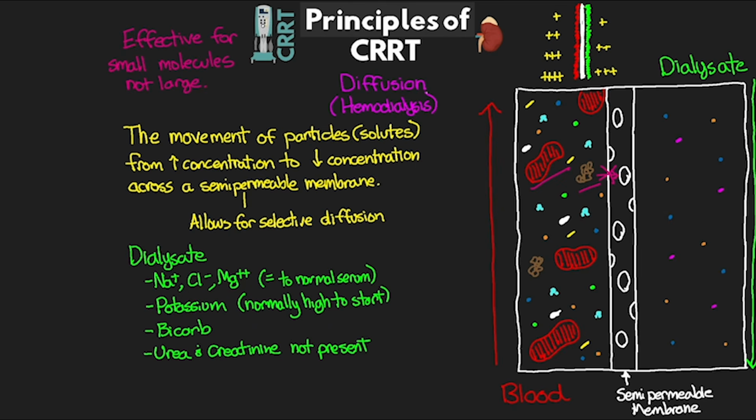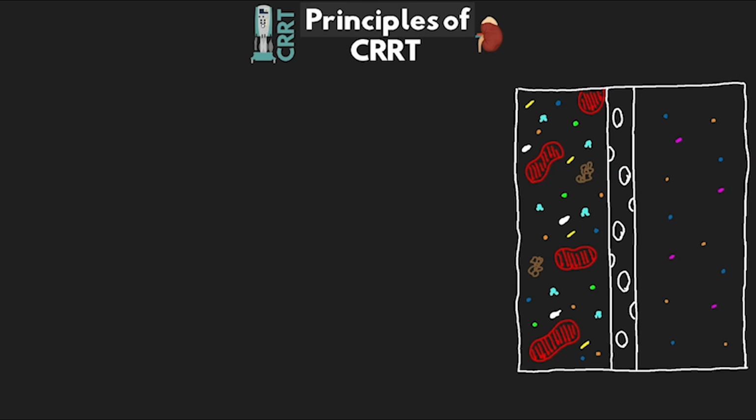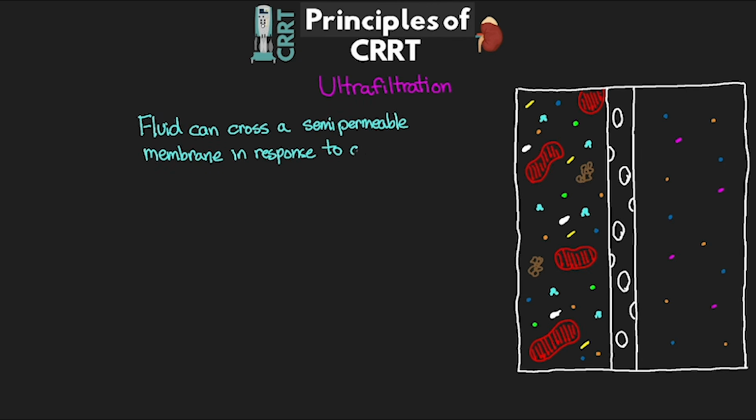All right, so that's the principle of diffusion and hemodialysis. Hopefully that makes sense for you guys, because let's go ahead and move on, and let's talk about the next principle, something that we call ultrafiltration. So one of the keys to this principle is knowing that fluid is able to cross a semi-permeable membrane in response to a pressure gradient. And this pressure gradient can be the result of one of three things. It can be either osmotic pressure, oncotic pressure, or hydrostatic pressure.